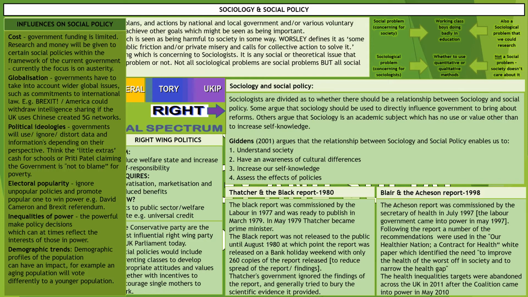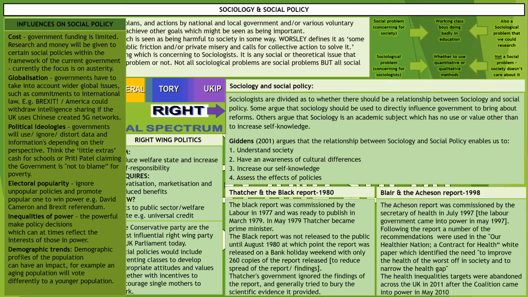Globalization needs to be taken into account when looking at social policy and the creation of policy. This is a big influence. Global issues like Brexit, or America threatening to withdraw from intelligence sharing if the UK adopted the Chinese-created 5G network, can affect policy. So it isn't just sociology that has an impact.